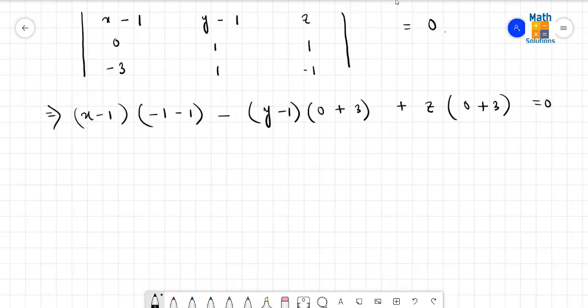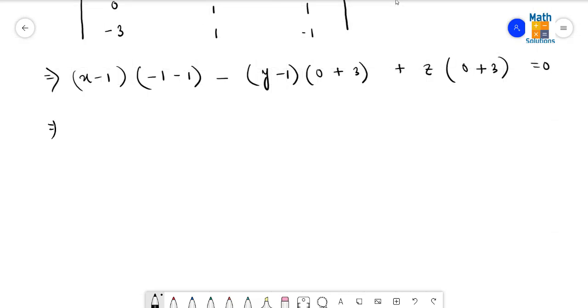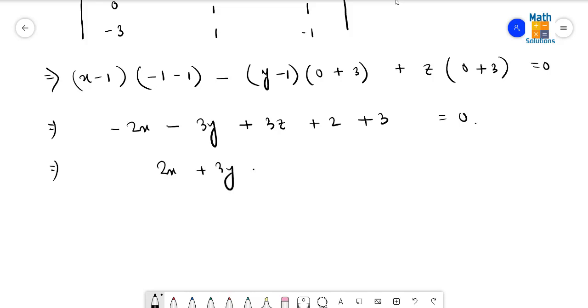On simplification, we shall be getting the result minus twice x, then minus thrice y plus 3z plus 2 plus 3 is equal to 0. So ultimately, what answer do we get? Twice x plus thrice y minus 3z is equal to 5. This is the required equation of the plane.